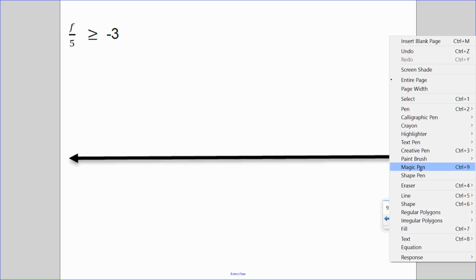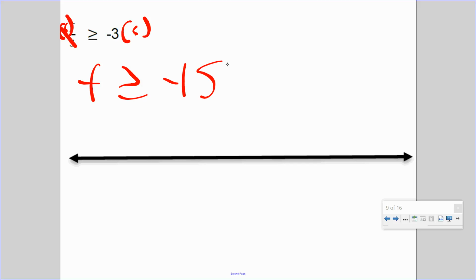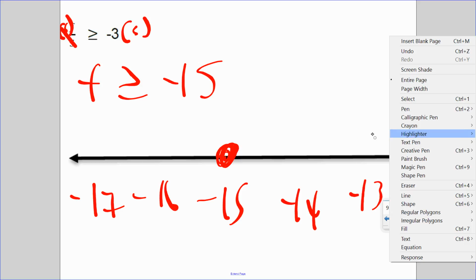Next one. F divided by 5 is greater than or equal to negative 3. So what's the inverse of divide by 5? Times 5. Times 5. That cancels. F is greater than or equal to negative 15. So negative 15, negative 14, negative 13, negative 16, negative 17. It can be equal, so closed dot, but it has to be greater than negative 15. So I'm highlighting to the right.